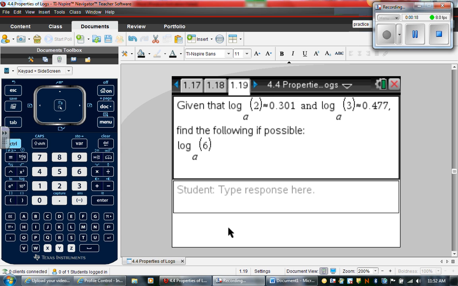Okay, so we're going to do something a little bit different now. What we're going to do is learn how to evaluate logs given a specific value. Given that log base A of 2 is approximately 0.301 and log base A of 3 is approximately 0.477, we want to find log base A of 6. So we're going to take a few minutes to go through that process.